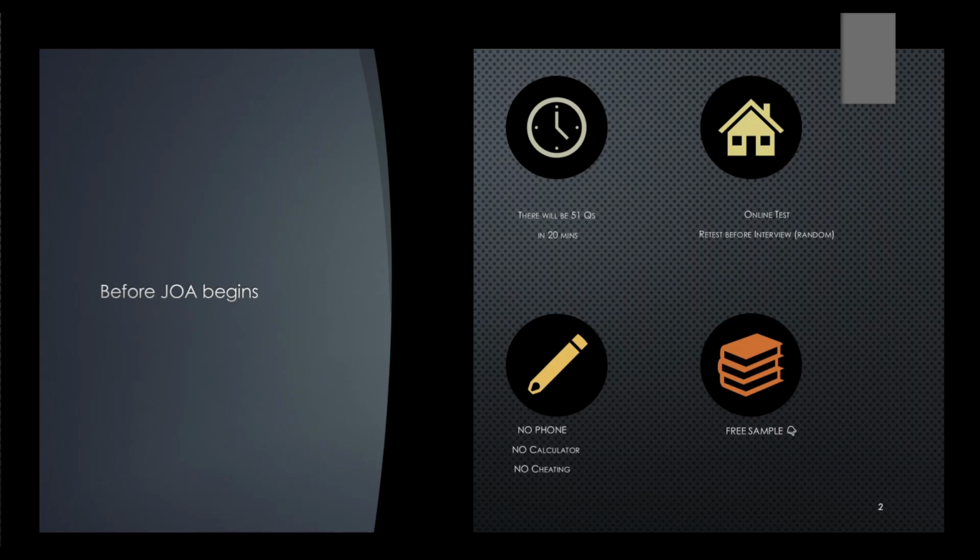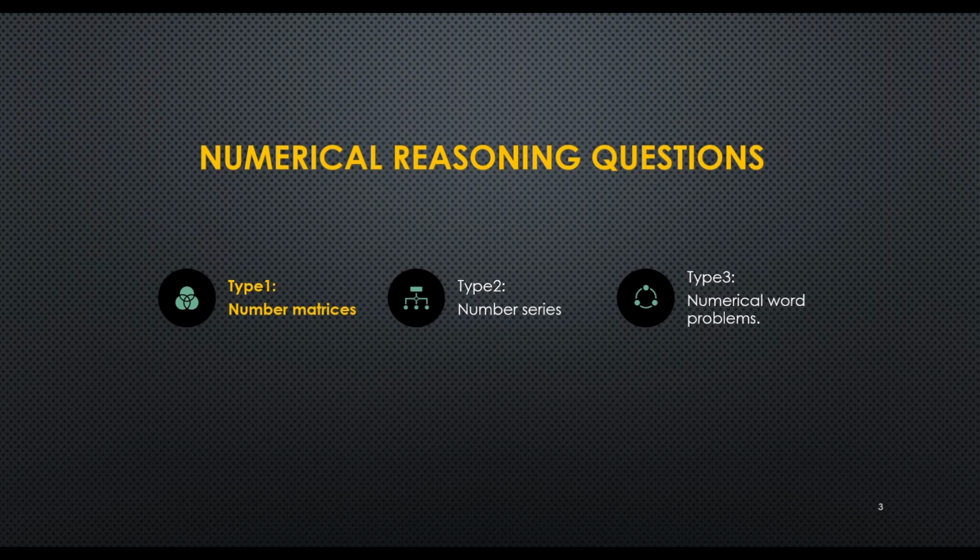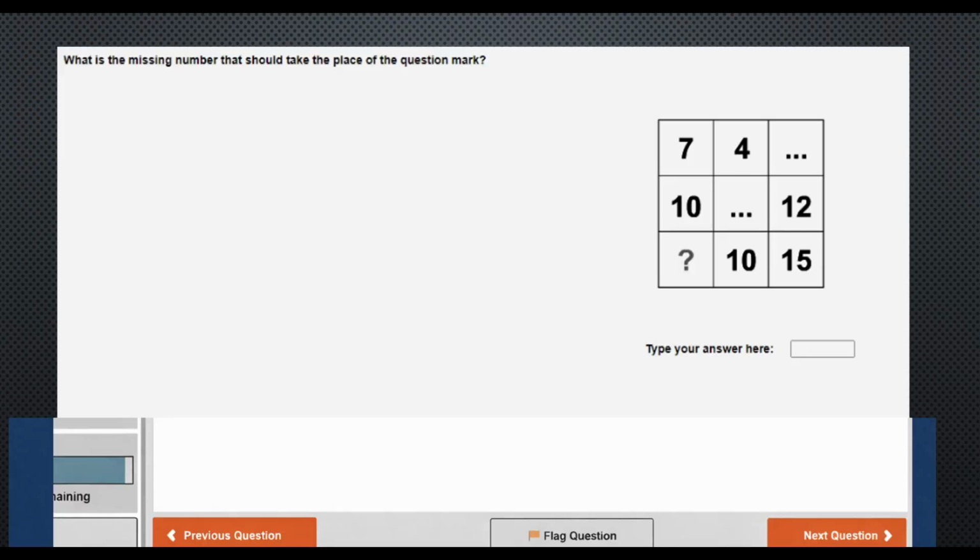In this session, we'll be covering one of the most common question types in the JOA, numerical reasoning. We'll start with our first category, number matrices. Take a look at the question on your screen. You'll have 20 seconds to work out the answer.